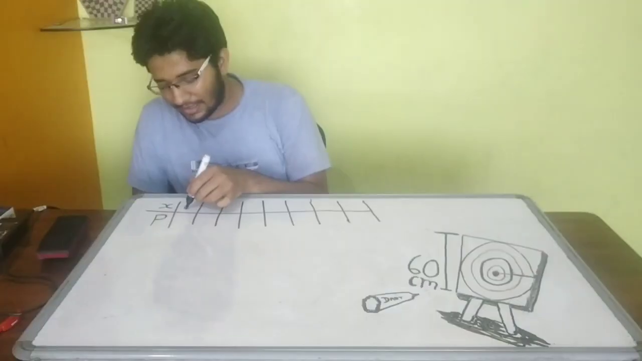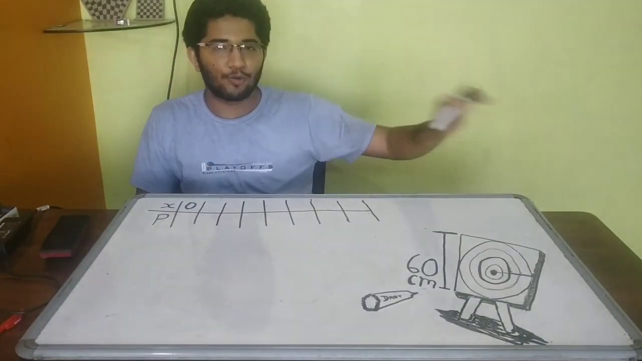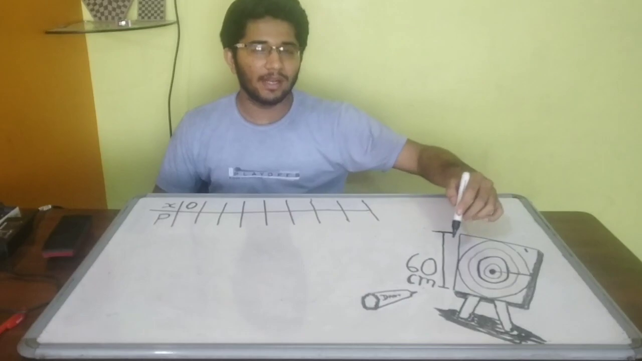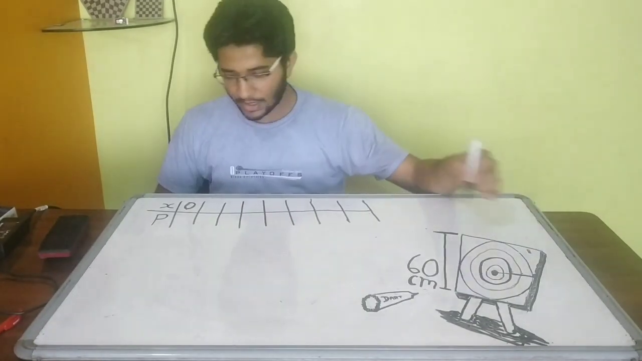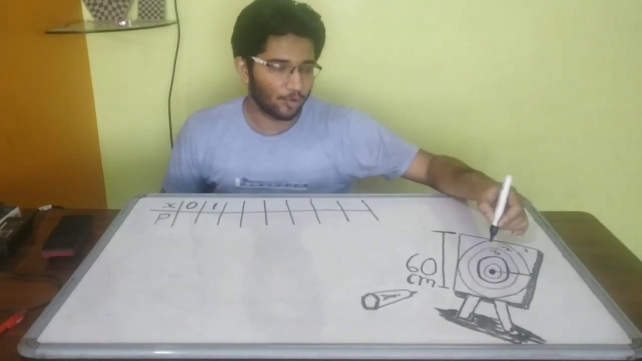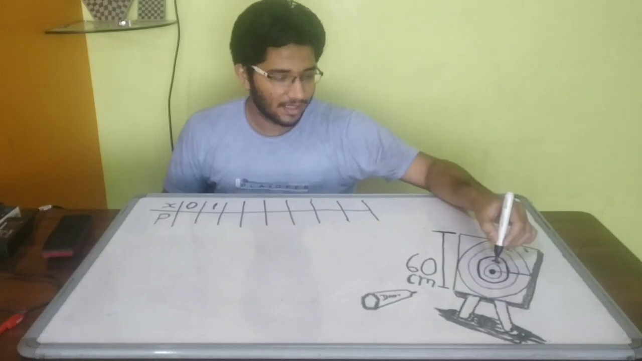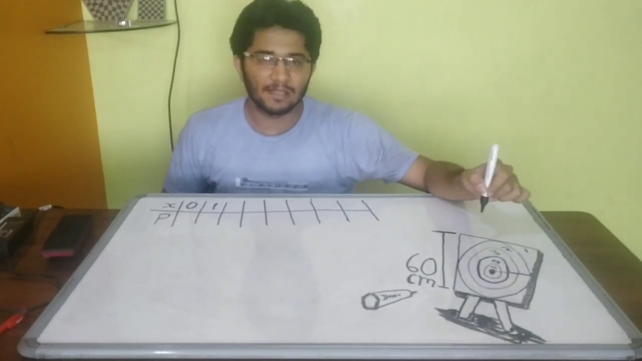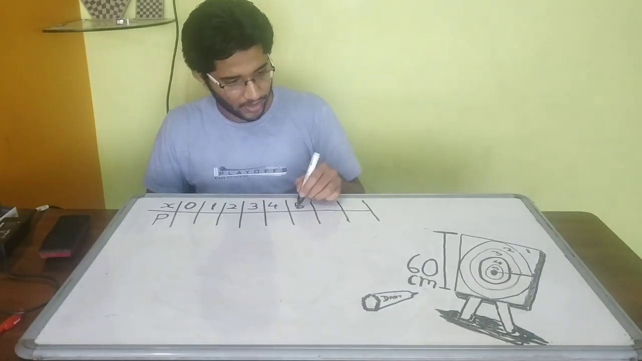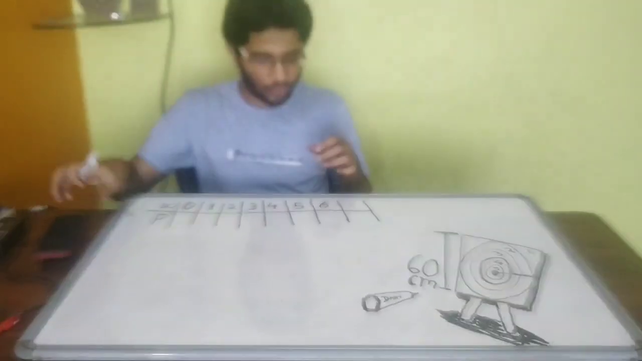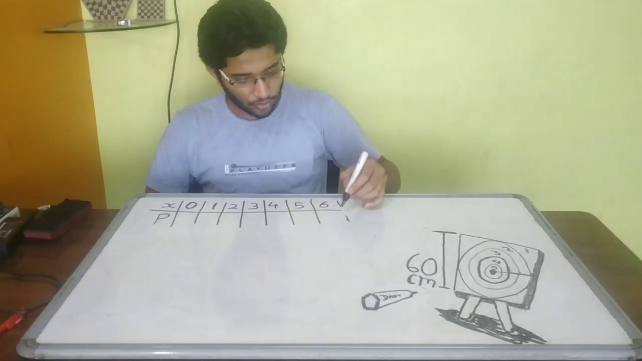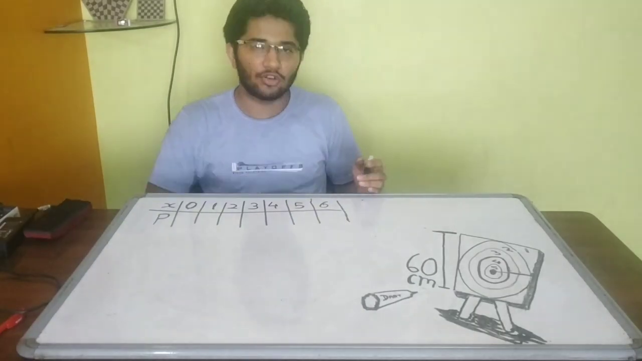So let's say we will get 0 score by hitting outside the dartboard, or we can get only 1 point when we hit inside the square but outside all circles. Then we can get 2 points here, in this circle 3 points, in this circle 4 points, in this circle 5 points, and for this circle 6 points. So these are the only chances. Either we can get 0 score or 1 or 2 or 3 or 4 or 5 or 6.